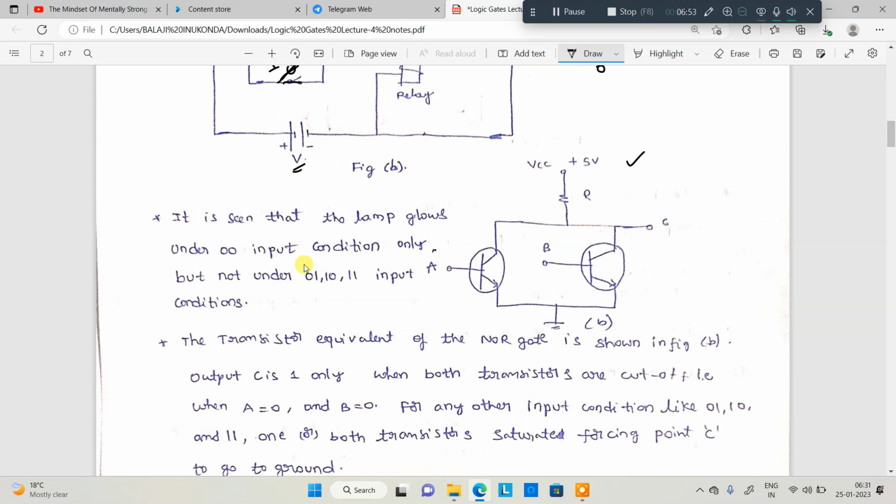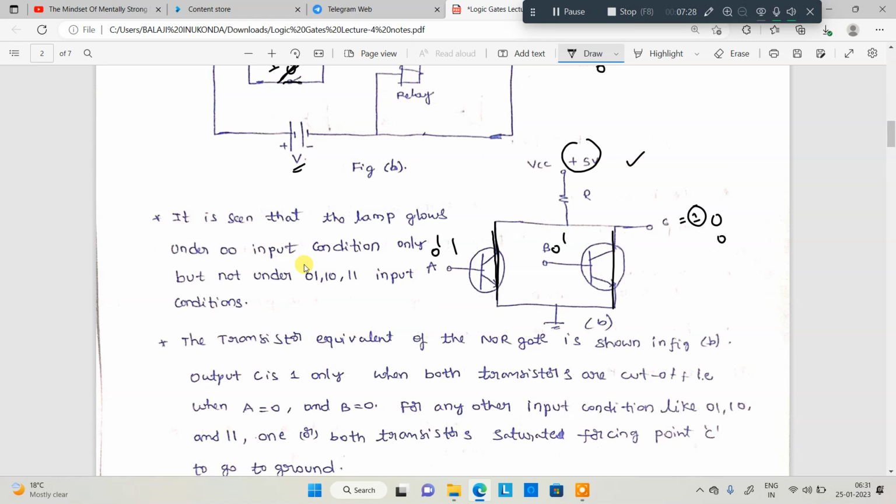Now for example, here both inputs are 0, right? Whenever both are 0, both are open circuited, and the output will be 1. Yes or no? Because the 5 volt appears across this output. Now when both the inputs are 1, both switches are closed and short circuited, that means 5 volt is grounded, and we will get 0. If any one input is 1, one transistor is conducting and the other transistor is open, even though the 5 volt is connected to the conducting transistor, the output is 0.